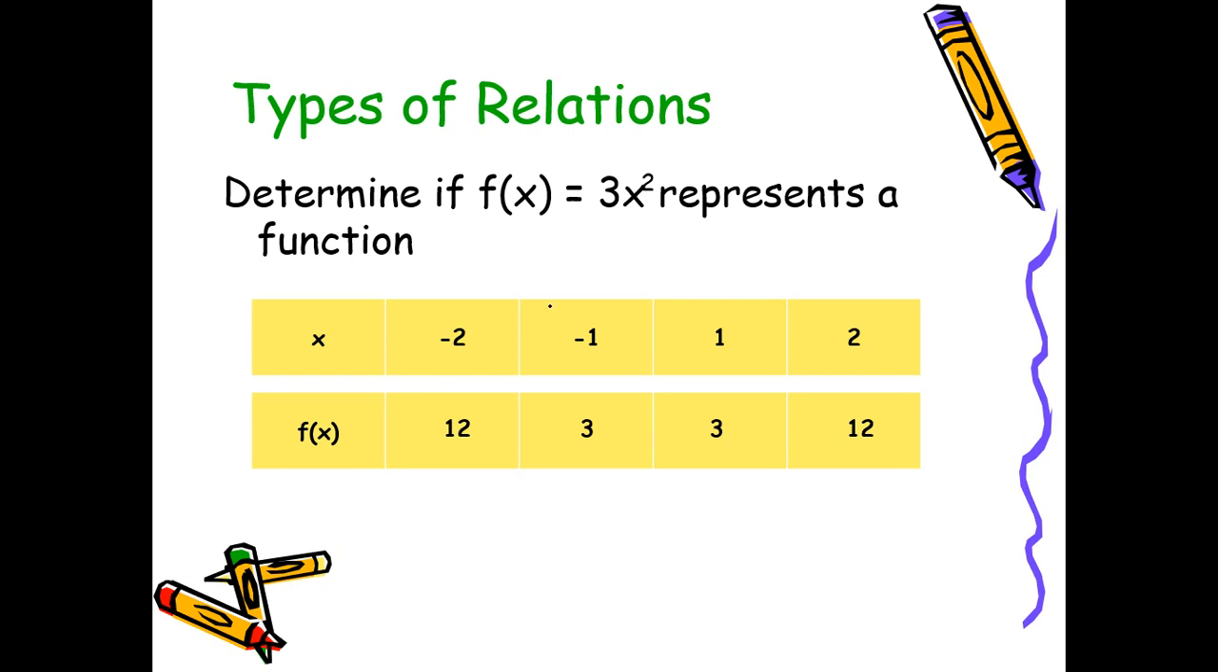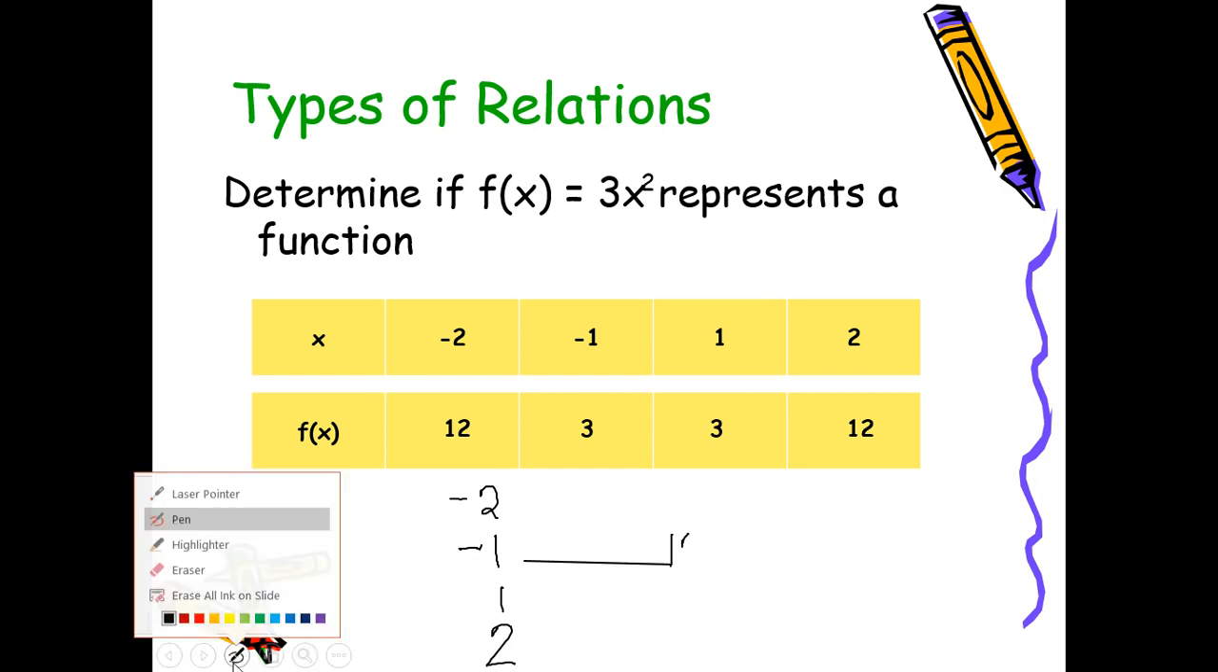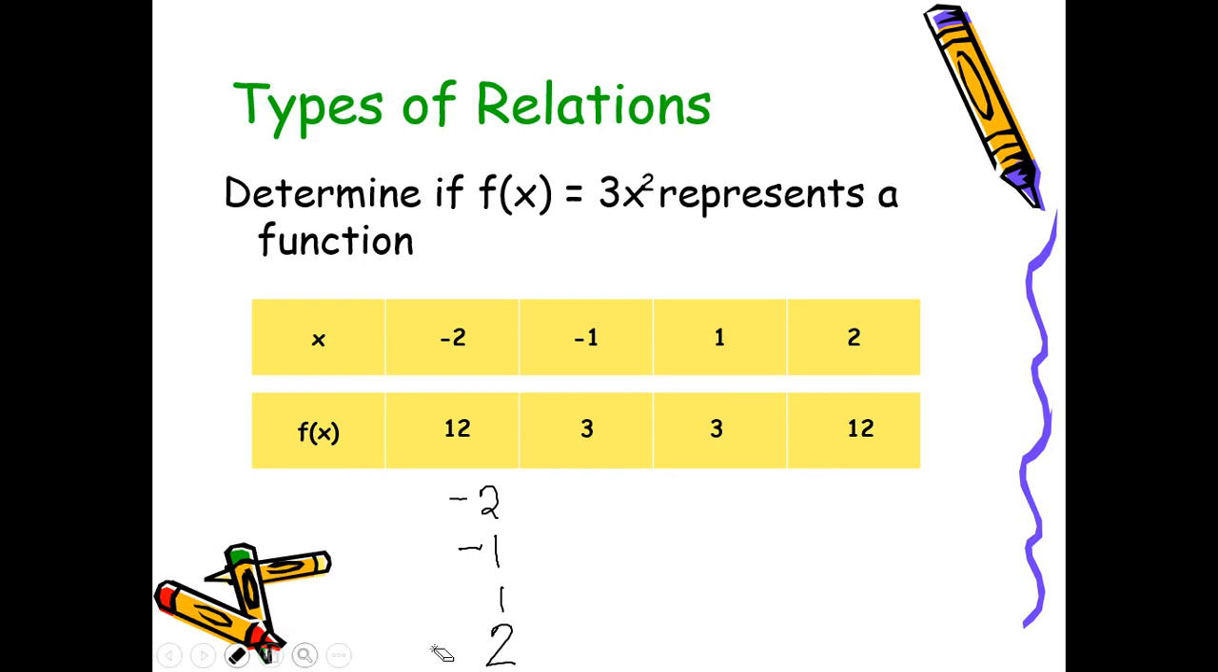Sulat ko ha. So, we have negative 2, we have negative 1, positive 1, and then positive 2. Naulit si 12, isulat lang natin siya ng isang beses. Naulit din si 3, isusulat lang natin siya ng isang beses. Okay. Pagtatapatin ko. Now, what kind of correspondence is this? Or what type of relation is this example?